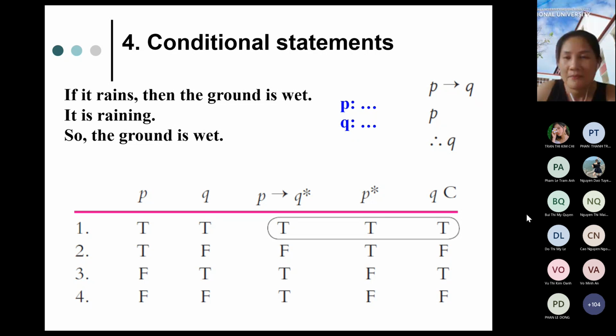This argument is what? Valid or invalid? Oh, valid, isn't it? We couldn't see the row where all premises true but conclusion false. Therefore, this is a valid argument. You see?